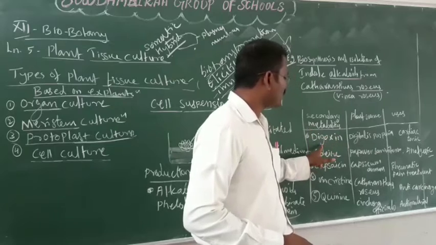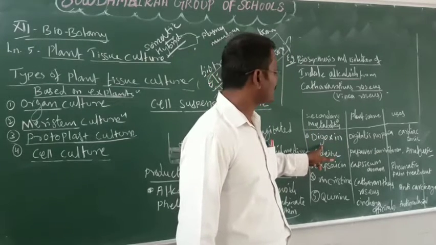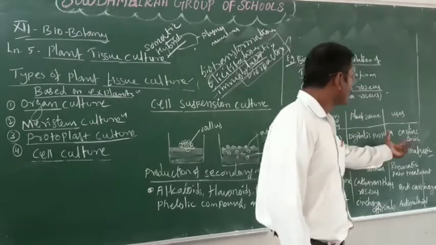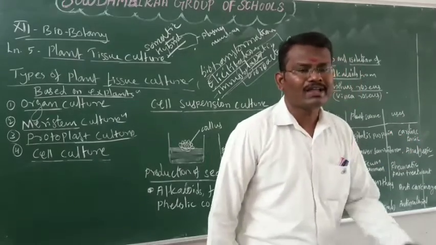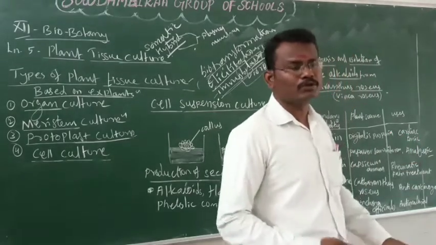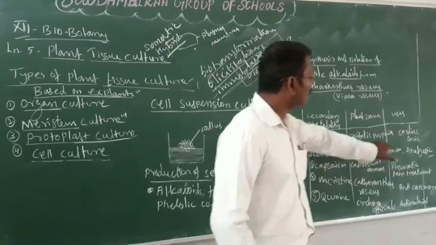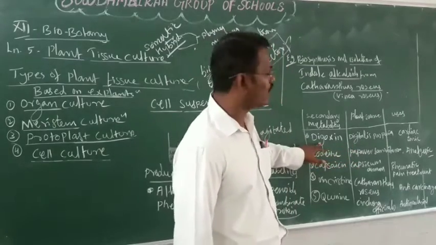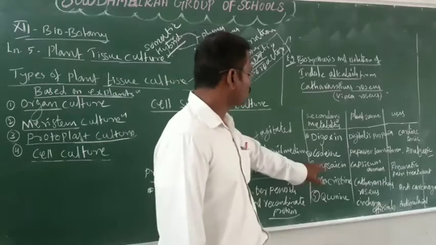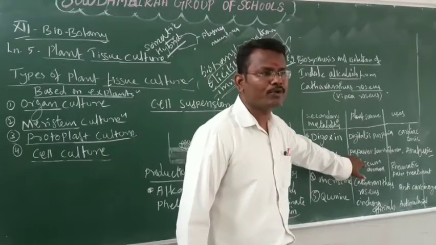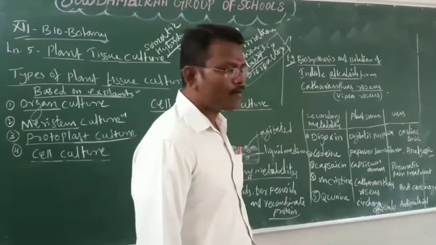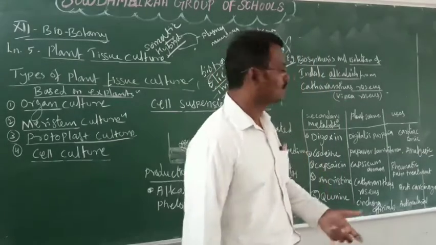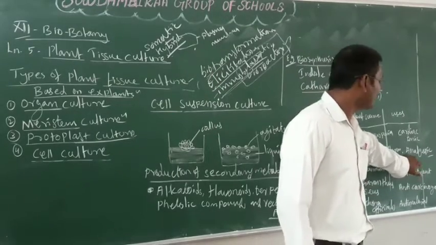This is a very important 1 mark and 2 mark question. One is digoxin. Digoxin is a secondary metabolite we obtain from Digitalis purpurea. The plant produces this chemical compound, used as a cardiac tonic, a tonic that strengthens the heart muscle and rejuvenates the heart. We call it digoxin. Another one is codeine, obtained from Papaver somniferum plants and used as an analgesic, a pain reliever.